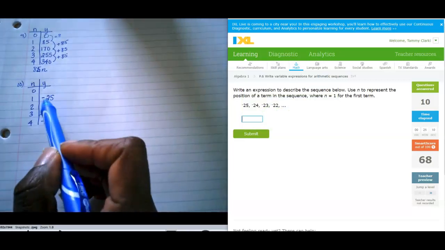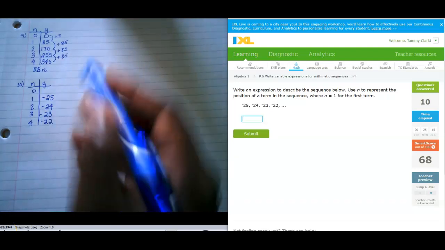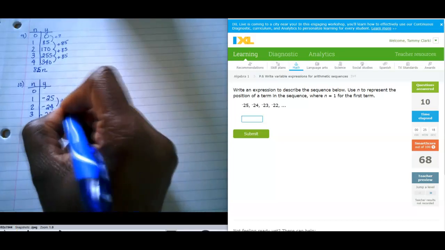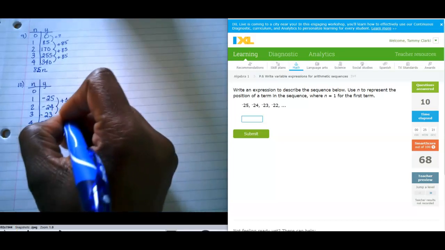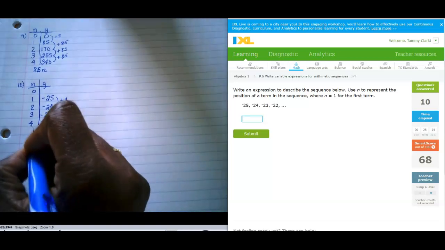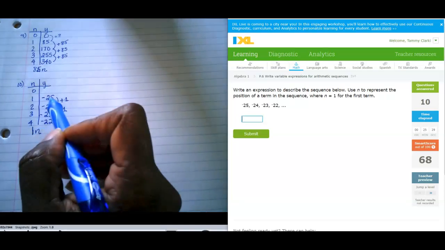Next we have negative 25, negative 24, negative 23, negative 22 as our outputs. So we know we're getting closer to 0 on the number line, so we're adding 1. So our expression starts with 1n. Well, 1 times 1 is 1, but we have to get to negative 25.